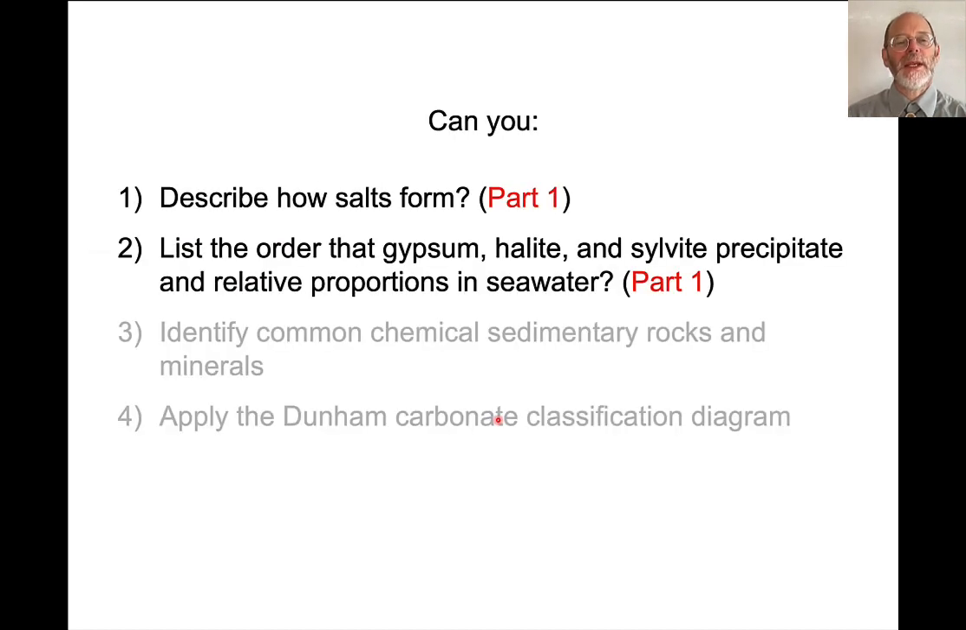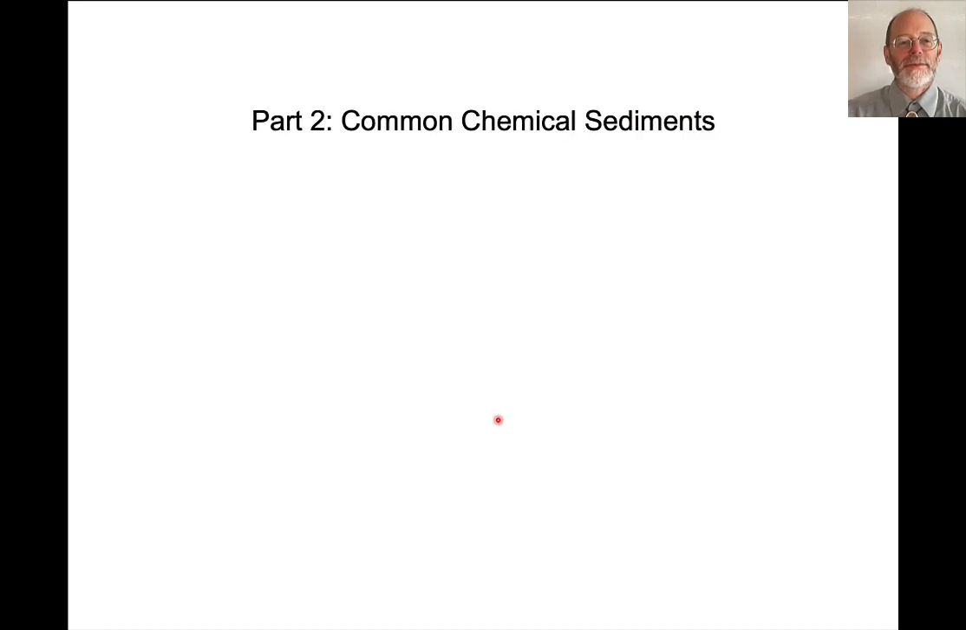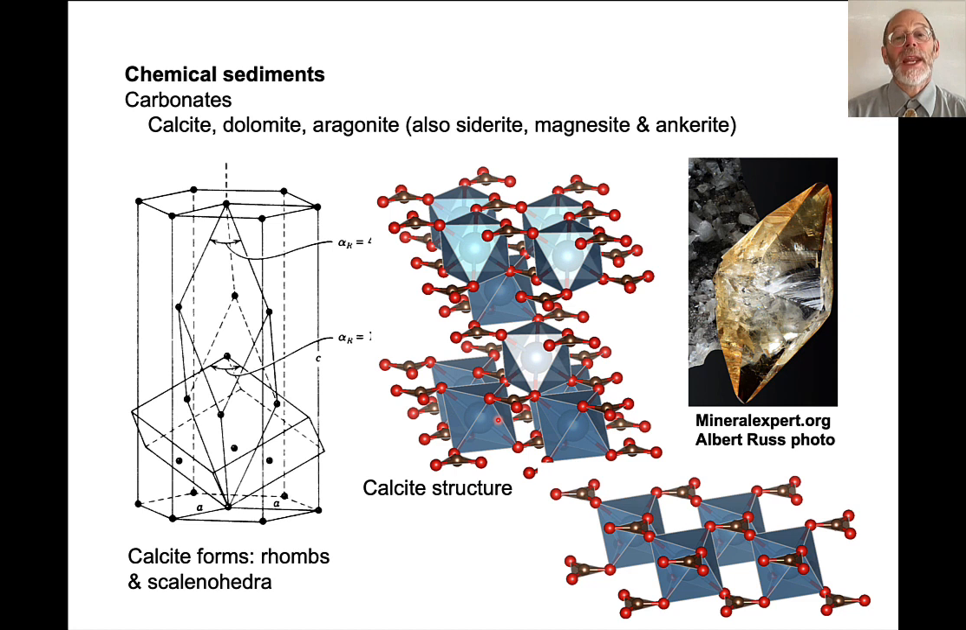Okay, so at this point, I hope you have a sense of how salts form through the evaporation of seawater to produce gypsum, halite, and sylvite. Let's talk about some common chemical sediments. Carbonates are some of the most common chemical sediments. They consist dominantly of calcite, dolomite, and to some degree, aragonite.